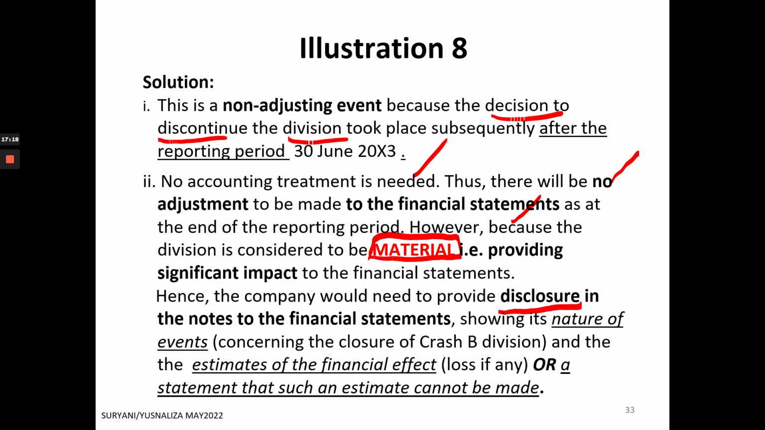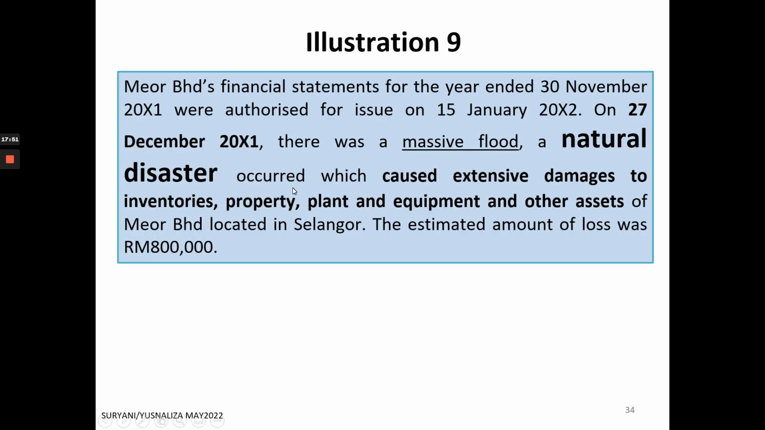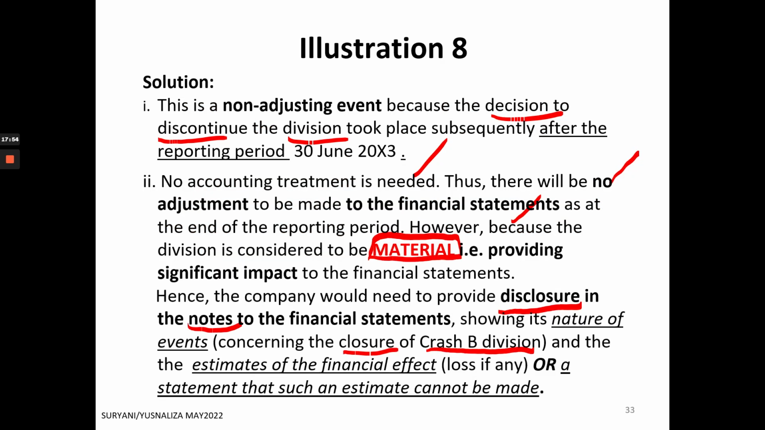So then they have to provide disclosure notes to the financial statement, describing or showing the nature of the event, the closure or discontinued division, Crash B here, and the estimates of the financial effect, which is the loss, if any. So here, no information on loss. If there is such information, you need to put the estimates here, or just put another statement that such an estimate of loss cannot be made or has not been made yet. And that was a non-adjusting event, and you will not adjust in the financial statement. There was just a disclosure to be provided.